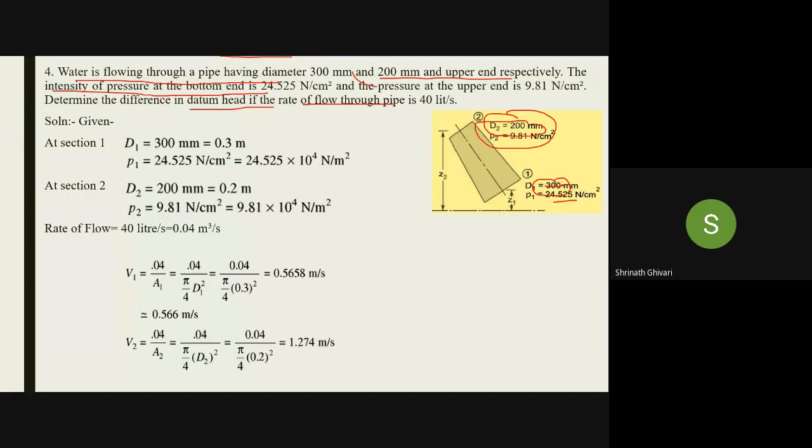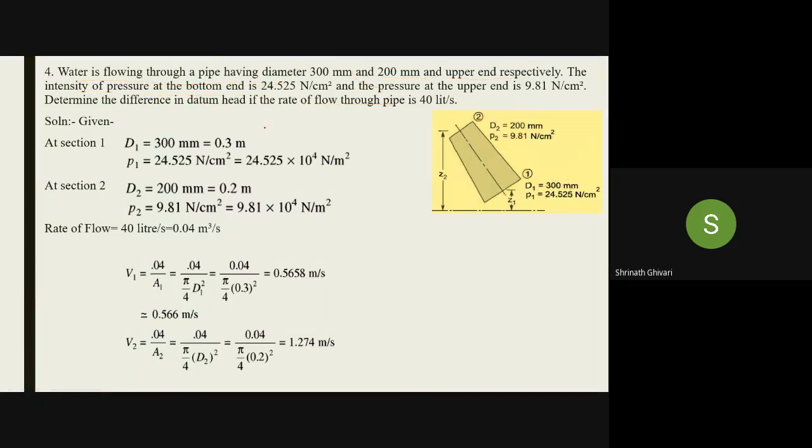What do you have to determine over here? Determine the difference in datum head Z. Sir, Z difference, that is Z2 minus Z1. Z2 is more compared to Z1 here. See, the height of Z2 is more compared to Z1. So you have to find out Z2 minus Z1. Okay. Now, how will you determine?